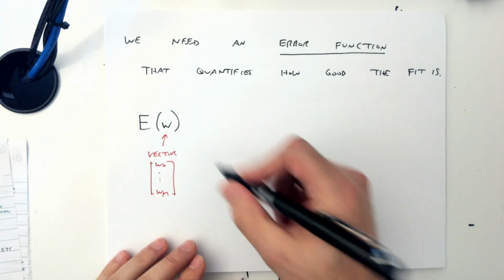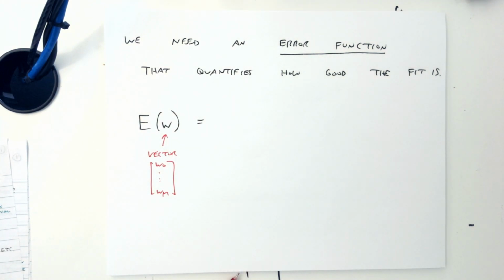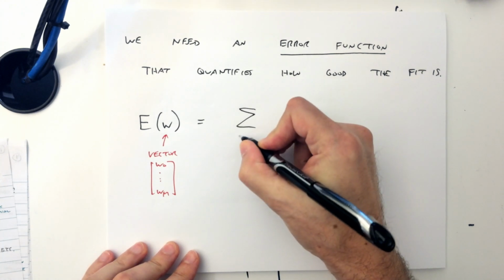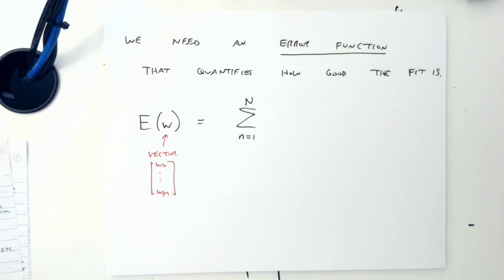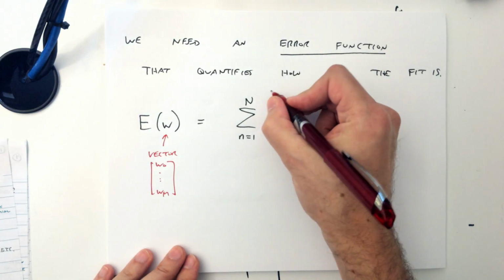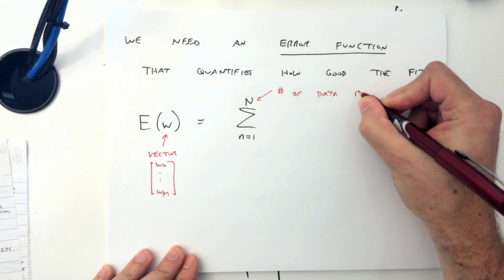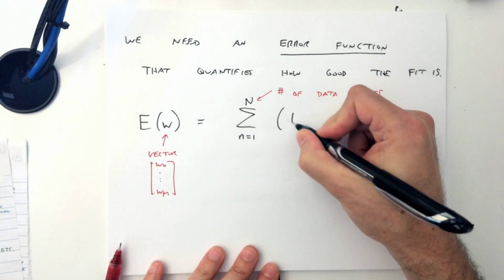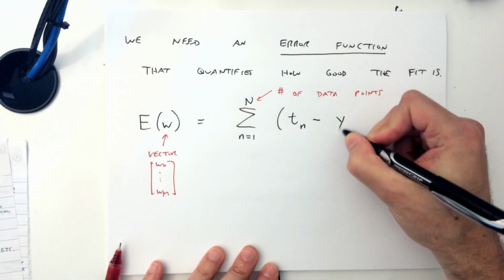And so for this error function, the natural thing is to say, okay, I'm going to add up over all the data points I have what I saw versus what I predict, right? So I'm going to sum up from n equals 1 to capital N. Remember, capital N is the number of data points that I have. And then I'm going to take what I saw minus what I predict.